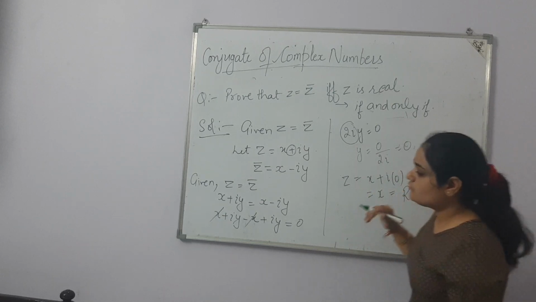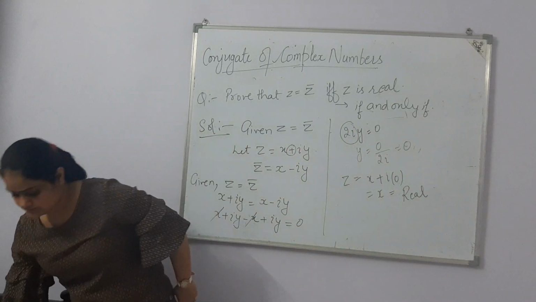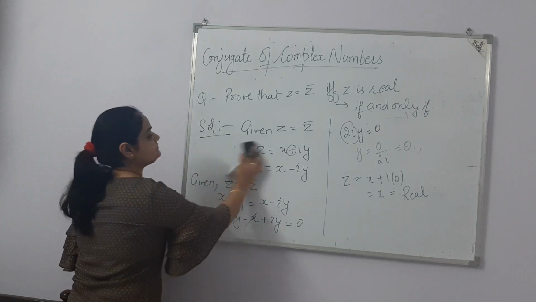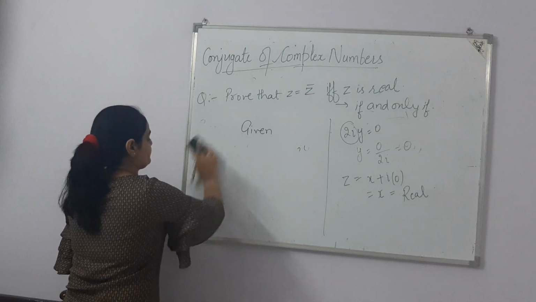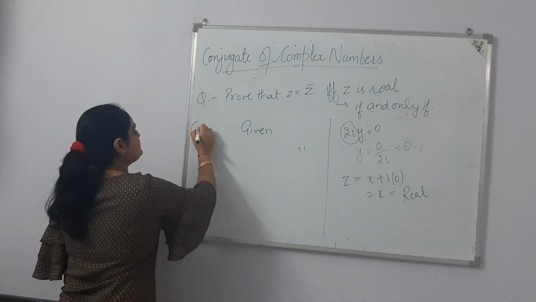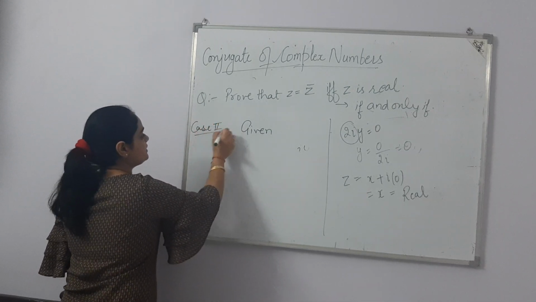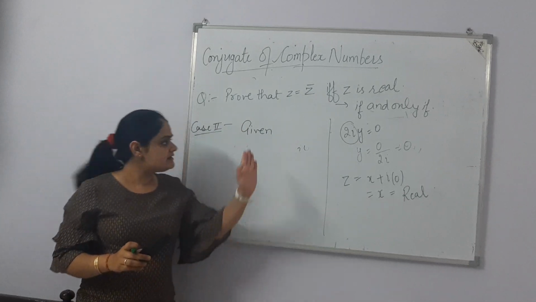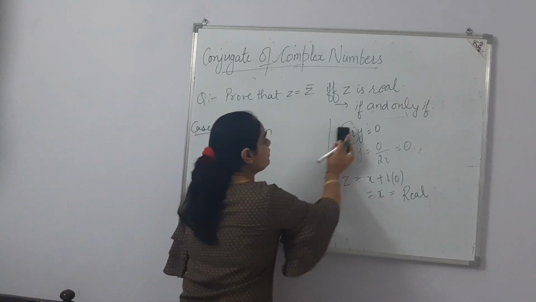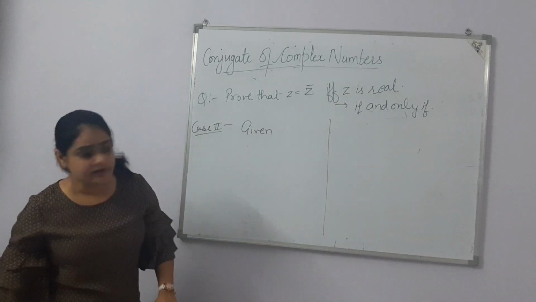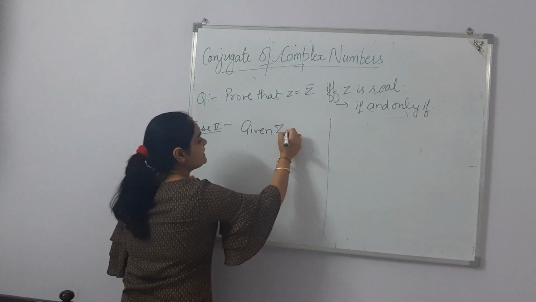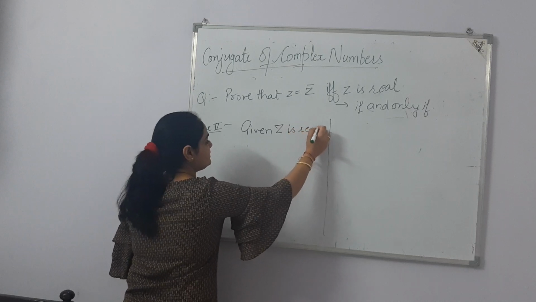Now, if and only if is saying we have to do the another part, that means the opposite part. Now we'll take the given; this is your case 2. The previous was your case 1. It is your case 2. Now, what is given? Given is z is real.